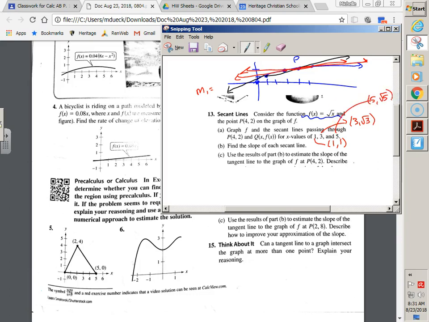So just like we did in the exploration, find the slope between these two, the slope between these two, the slope between these two, and what were you supposed to be trying to think of? Are those slopes approaching something? So just like the exploration.